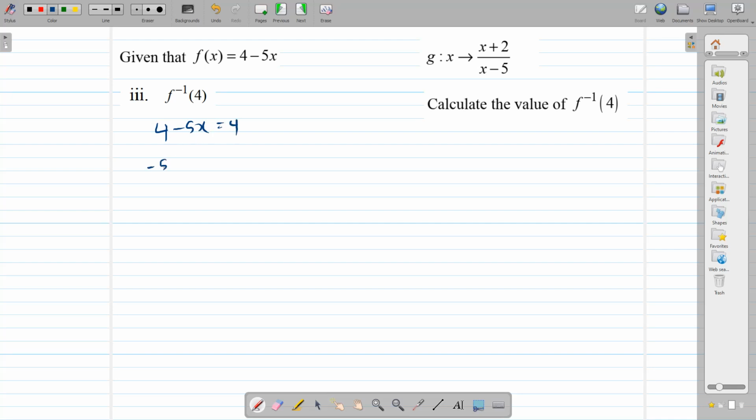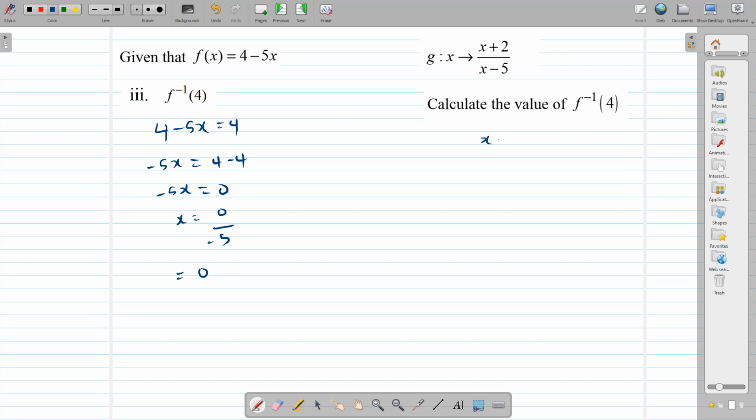Now we have a negative 5x here, so negative 5x is equal to 4 minus 4. Negative 5x is equal to 0. And x is therefore equal to 0 over negative 5, which is 0. So if you put 0 into this function, then your value is going to be 4. In this one, what value should you put in to get 4 for the answer?